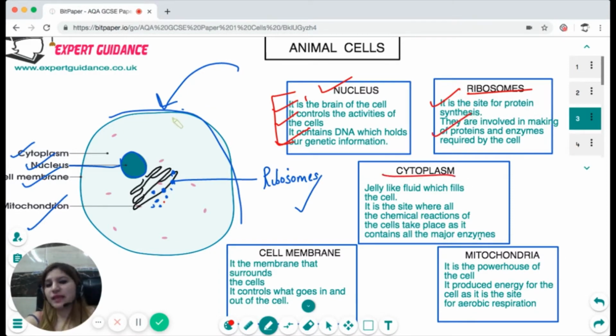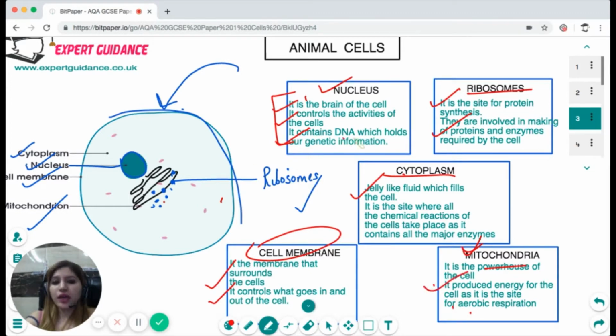Next is the cytoplasm. The cytoplasm is the jelly-like fluid which fills the entire cavity of the cell. It is a very important part because it has all the enzymes for the chemical reactions of the cell. So the majority of the chemical reactions of the cell take place in the cytoplasm. Next is the cell membrane, as it's the outer layer, it controls what is going in and out of the cell. And mitochondria is very important. It is the powerhouse of the cell. Powerhouse means it provides the cell with energy, as it is the site where aerobic respiration takes place.